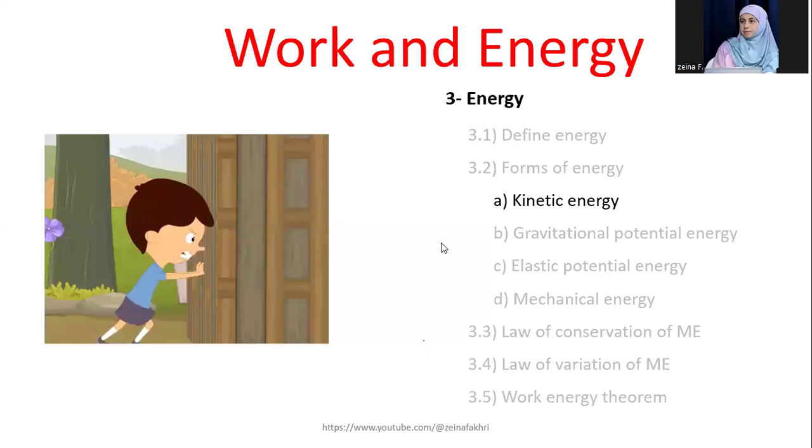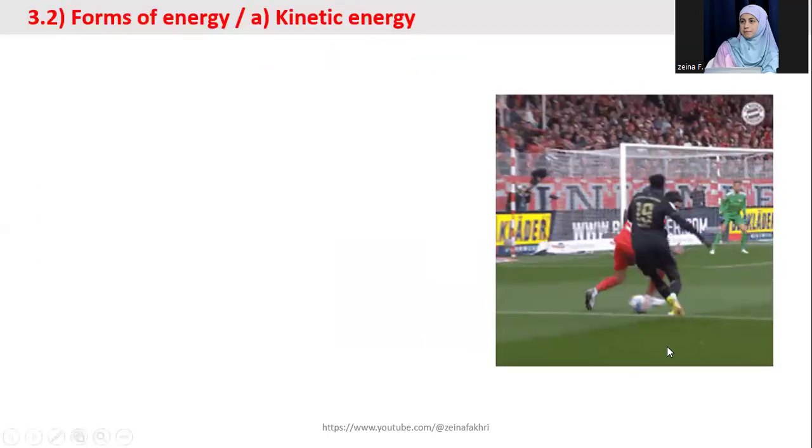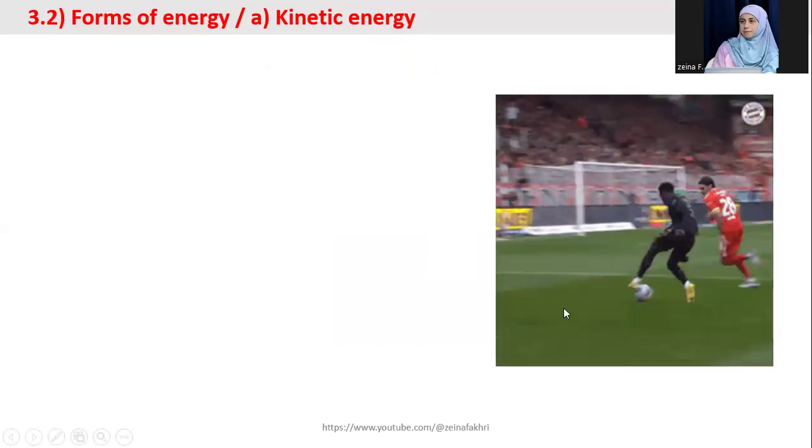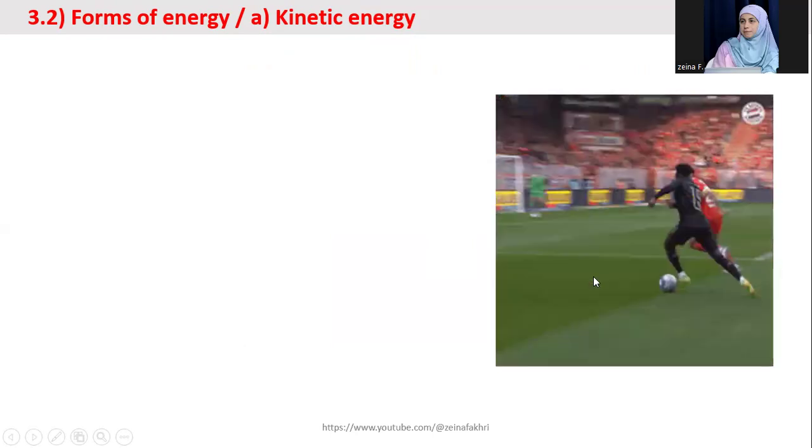So we'll talk now about the kinetic energy, which is one form of energy. When do we say that an object stores a kinetic energy or has a kinetic energy? It's when the object has a speed. So we have here, for example, the ball is moving with a certain speed. This means it has a kinetic energy.